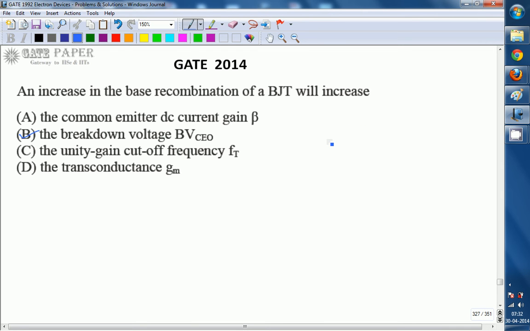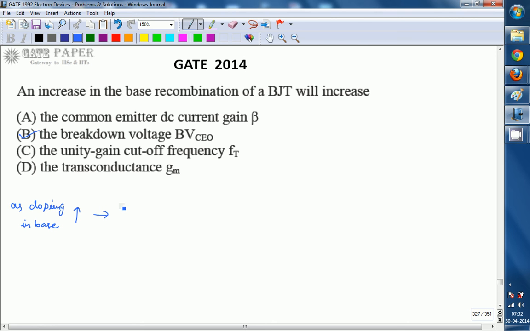But if the base recombination increases, what increases among these four options? Base recombination can be increased either by increasing the doping concentration or by increasing the width. For example, suppose the doping concentration in the base increases. By that time, the number of recombinations in the base takes place more.